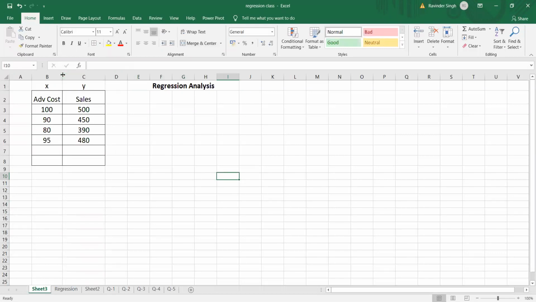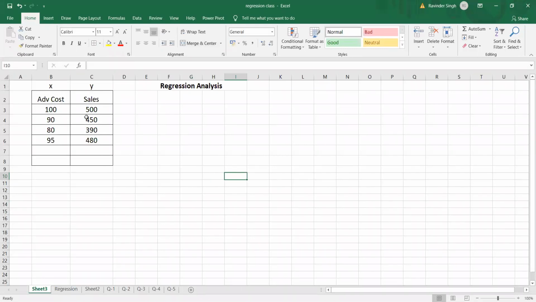To understand regression analysis, I have taken a random data set. Here x is the advertisement cost and y is the sales. Let's say both are in lakhs of rupees. So if the company invests 100 lakhs in advertisement, they get a sale of 500 lakhs, and if they spend 90 lakhs on advertisement, they get 450 lakhs, and so on.